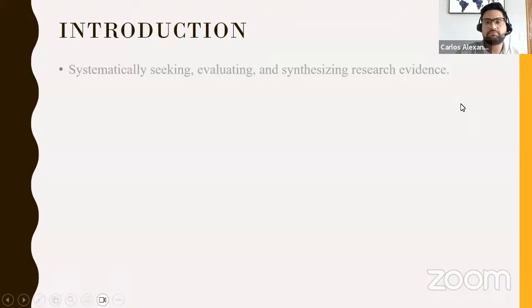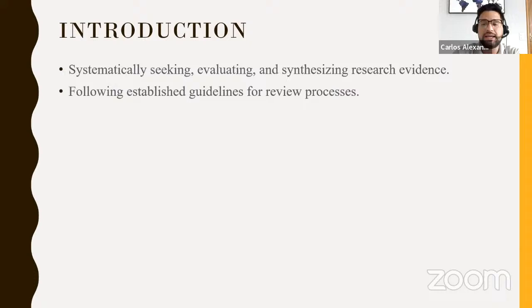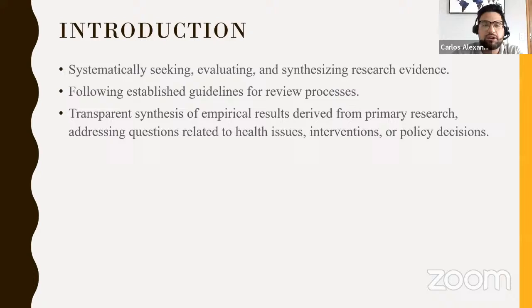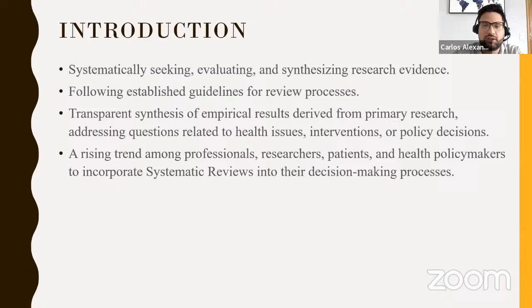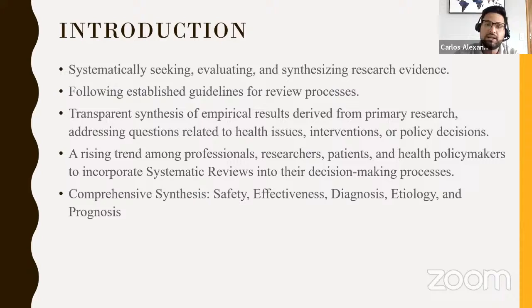So talking more about systematic reviews, we do this type of studies to seek, evaluate, and synthesize research evidence. And the difference about this and the conventional reviews is that we need to follow established guidelines for review processes. These systematic reviews should be transparent synthesis of empirical results derived from primary research, addressing questions usually related to health issues, interventions, and policy decisions.